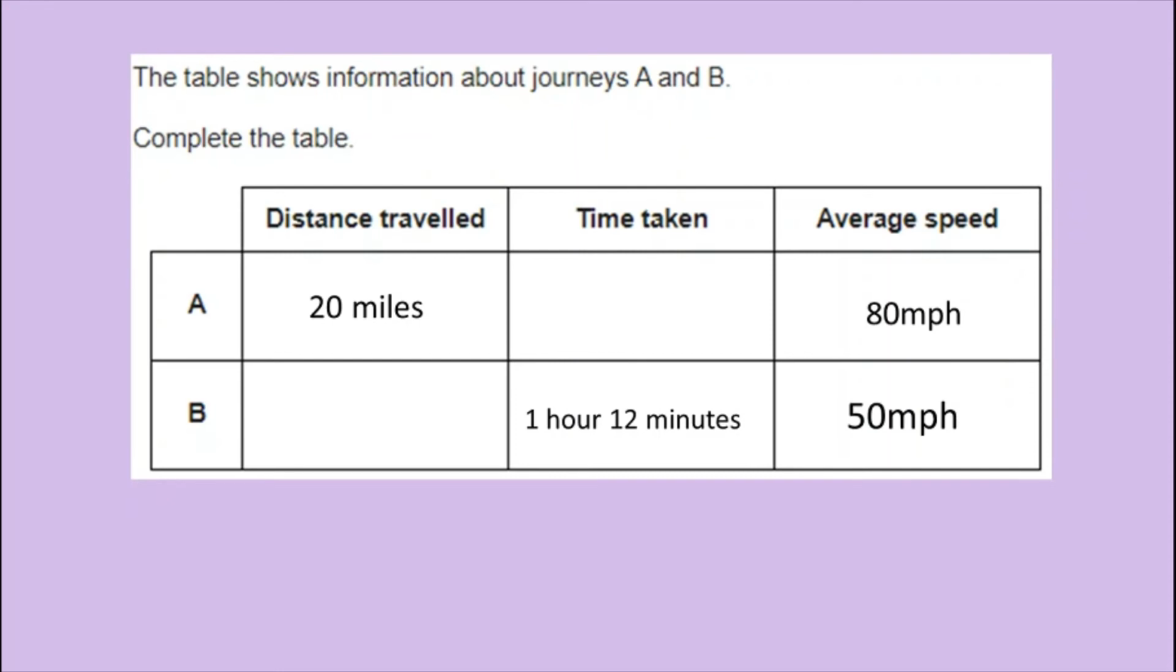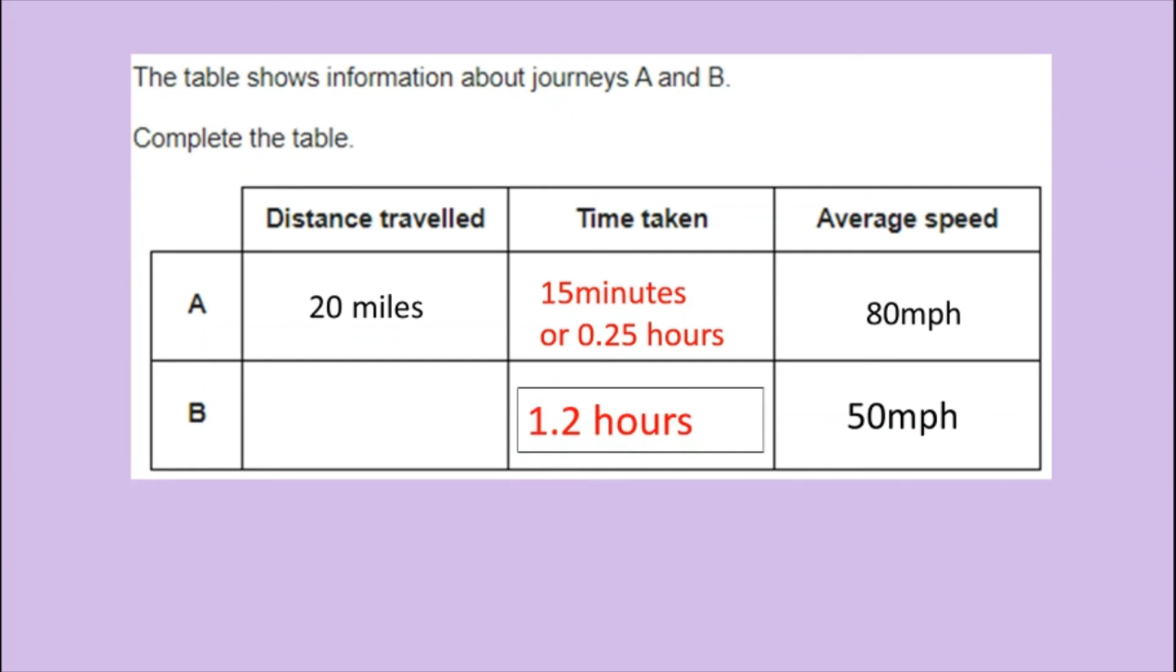Okay, the answers for this. The first one, to get the time, you should have found that it was 15 minutes or 0.25 hours. Okay, so 20 divided by the speed. The second one gives you time as 1 hour and 12 minutes, which isn't very useful for doing our equation. So the first thing we're going to do in our formula is change the 1 hour 12 minutes into 1.2 hours. Now you can do 50 times 1.2 to get 60 miles.